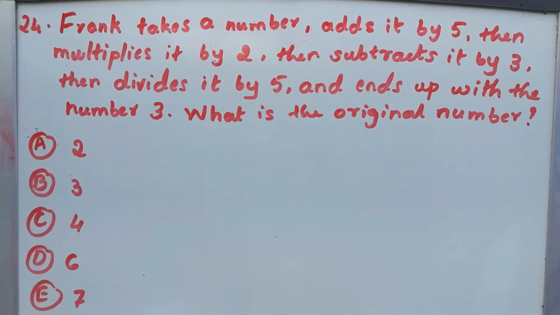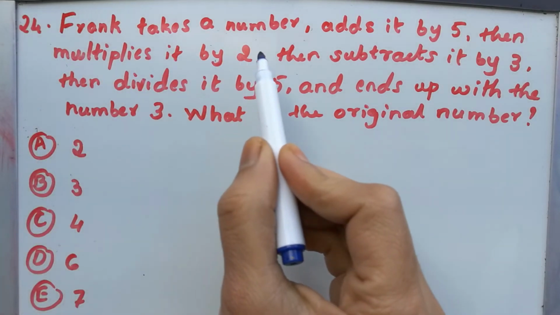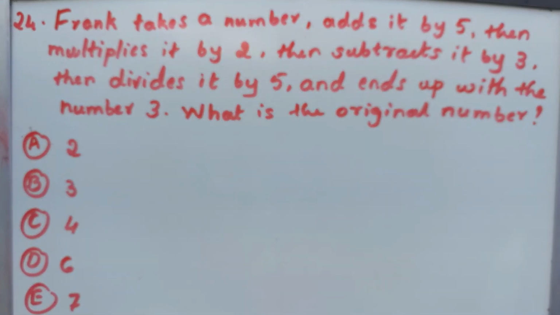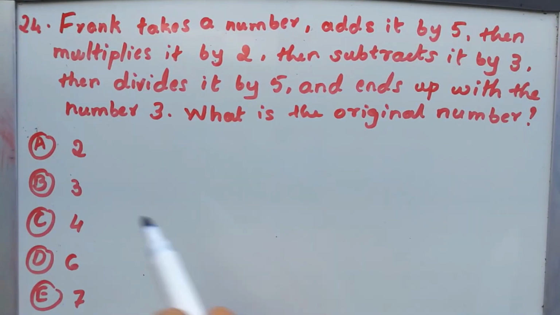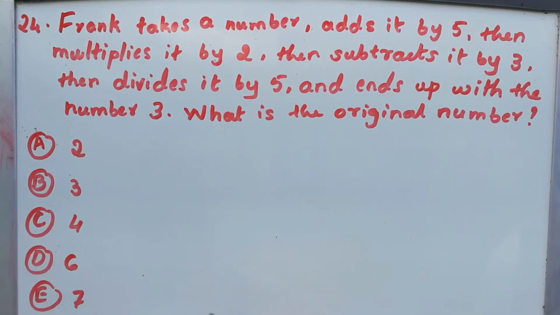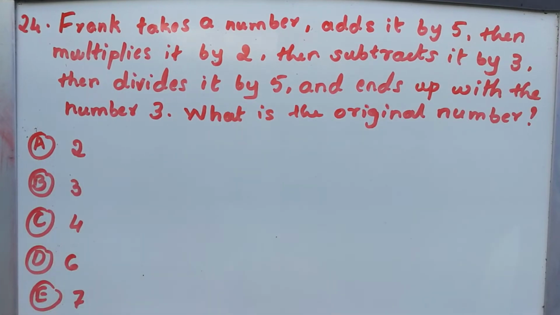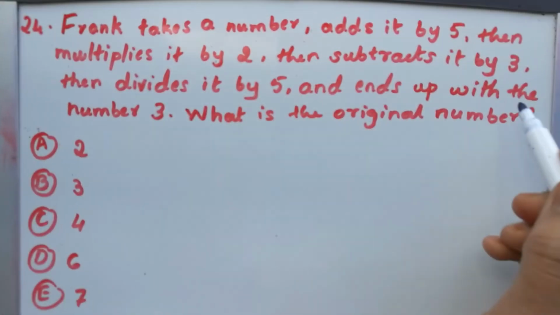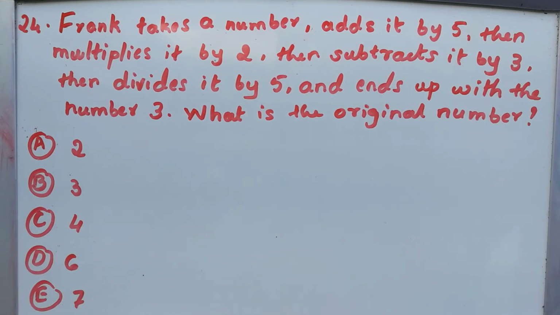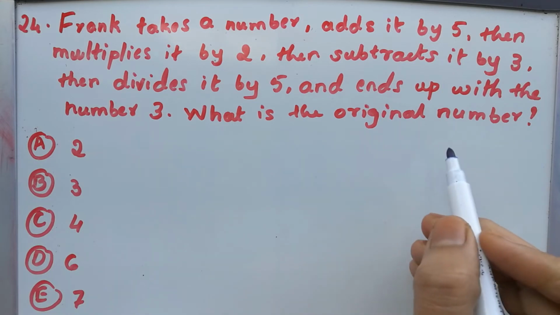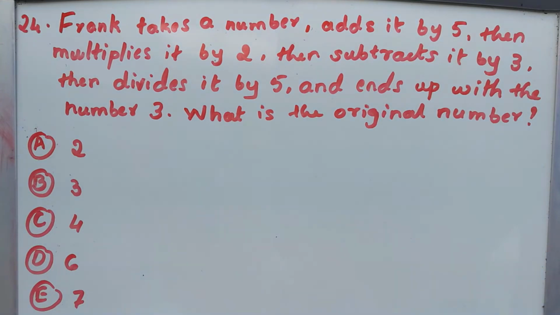Next question. Frank takes a number, adds it by 5, then multiplies it by 2, then subtracts it by 3, then divides it by 5 and ends up with the number 3. What is the original number? Now we are trying to solve step by step. So you have to find the original number. We don't know what is the original number.